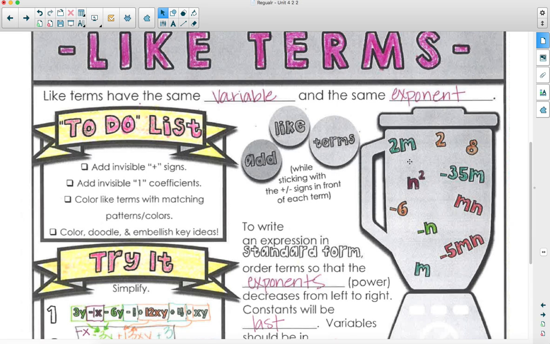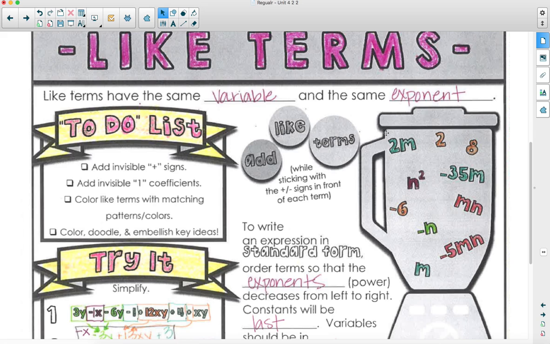Okay, so what I want you to do right now is maybe pause your video and go ahead and color all the terms that are the same in the same color. Okay, so I had 2, which is a constant, and I colored it orange. Here's an 8, that's a constant, so I colored the 8 orange as well. -6 is a constant, so I colored that orange as well.